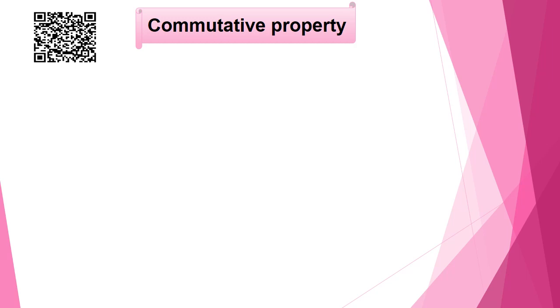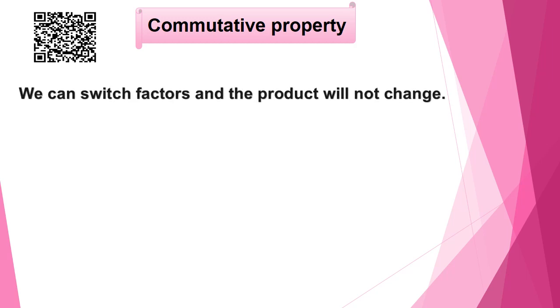Here in multiplication, I have commutative property also. We can switch factors and the product will not change. We said the numbers we multiplied together, their name is factors. Okay? And the result is called product. So we can switch factors and the product will not change.